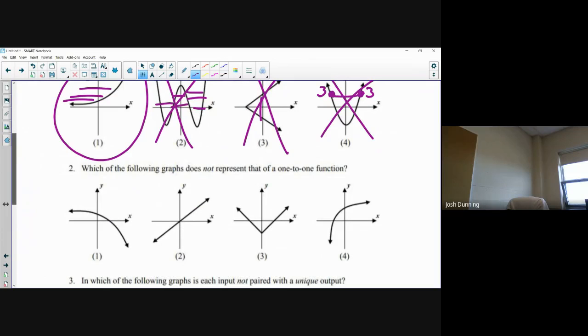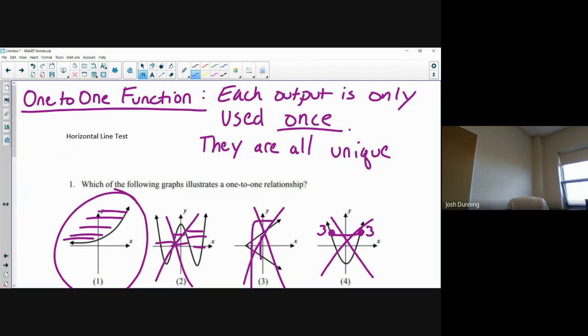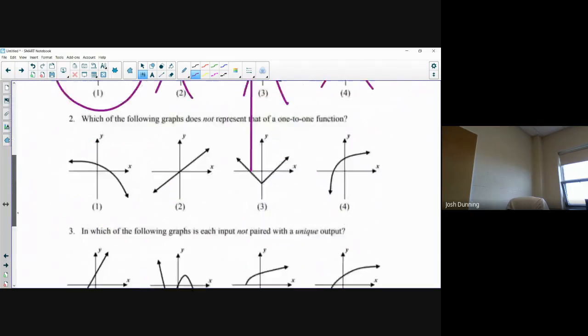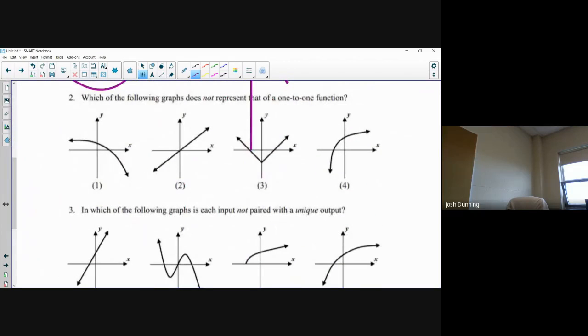Okay. 2 is which of the following graphs does not represent a one-to-one? Well, if you take a look through there, 3, absolute value V, ooh, what is that? An absolute value V fails pretty much everywhere. That one is not.